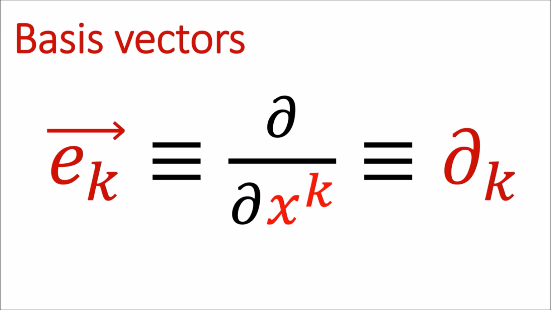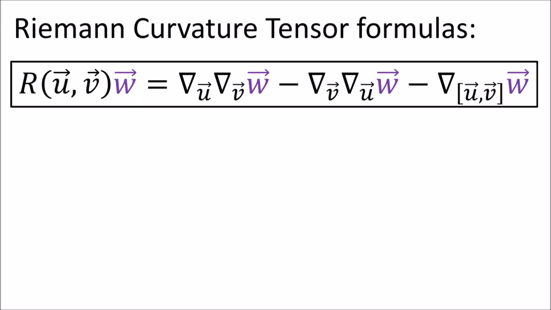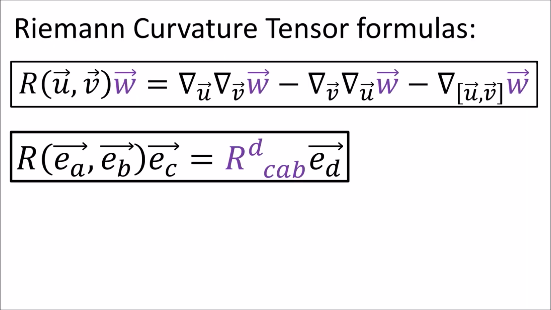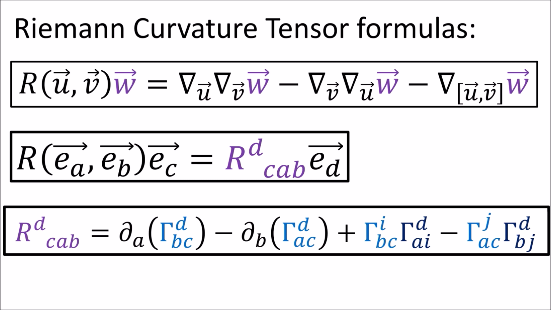Recall that I use any of these three notations for basis vectors, and they all mean the same thing. And I'm hoping you recall from previous videos the formula for the Riemann tensor and also its components, which are computed using the connection coefficients.